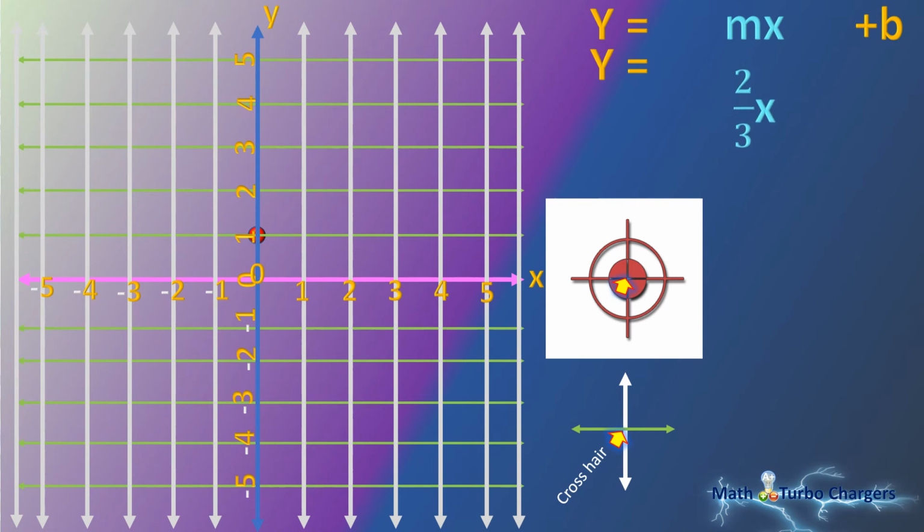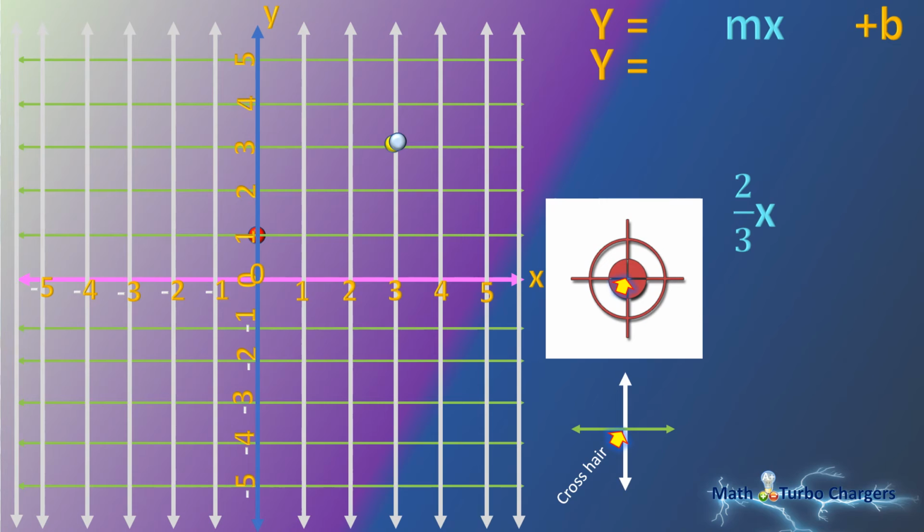Let's bring back our slope now. Up 2, and then to the right 3. Once again, I have 2 points. This is enough to graph a line. But the more points you have, the more precise your line is going to be.